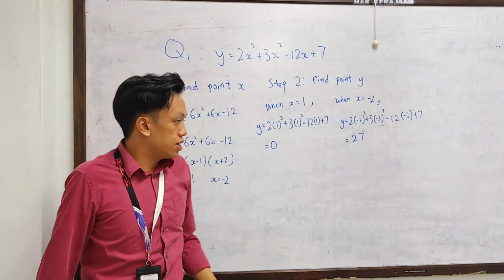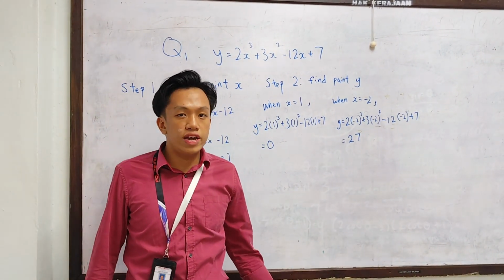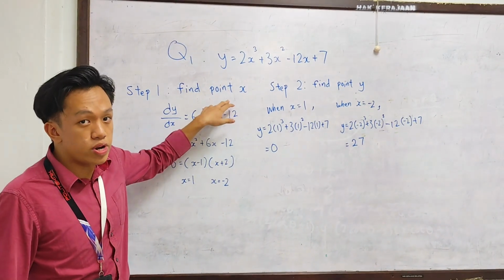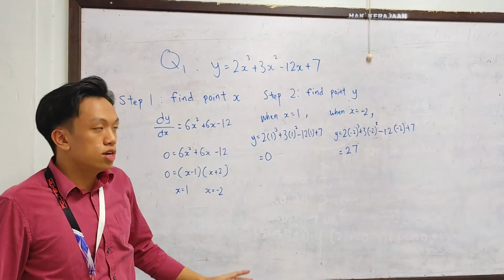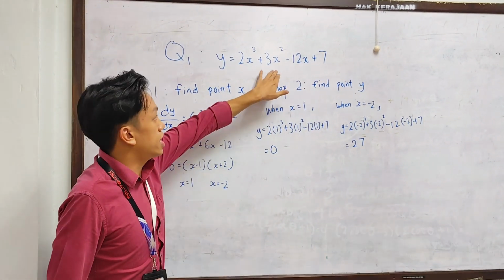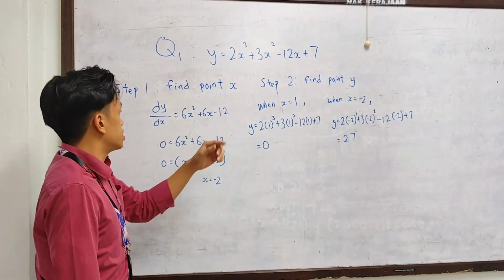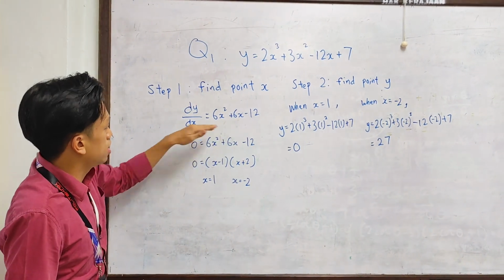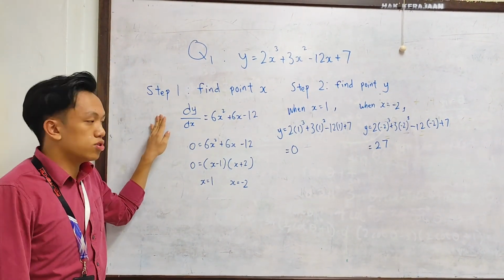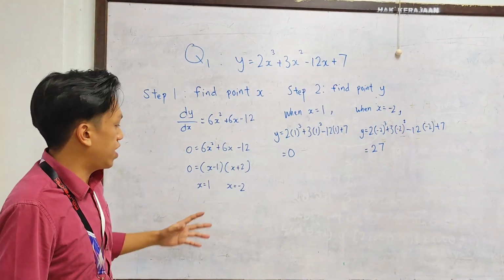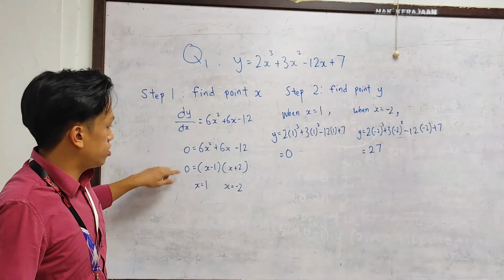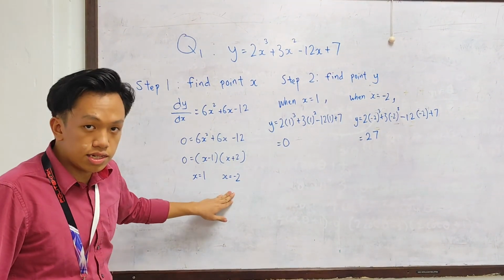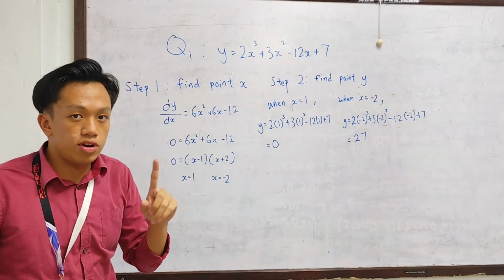For the first step, since we are drawing a graph, we need to find the points x and y. First, find point x. In order to find point x, we take this equation and differentiate it. After we differentiate, we set dy/dx equal to 0, then factorize, and we find x equals 1 and x equals -2. So that's the first step.